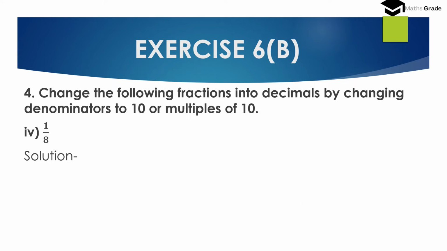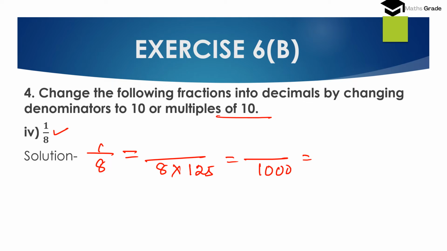Now question number fourth bit, 1 divided by 8, where 1 is in the numerator and 8 is in the denominator. Now we have to convert this fraction 1 divided by 8 into decimal by changing the denominator to 10 or the multiples of 10. Here if we multiply 8 with 125, we will get 1000, and 1000 is the multiple of 10. So multiply the numerator 1 with 125. So multiplying 1 with 125 is 125.